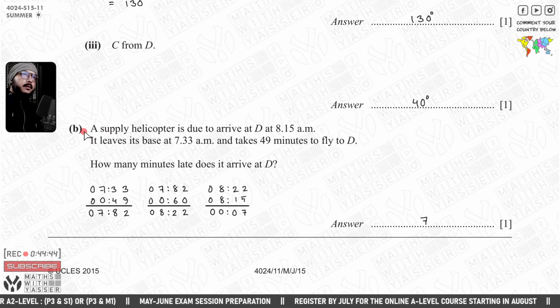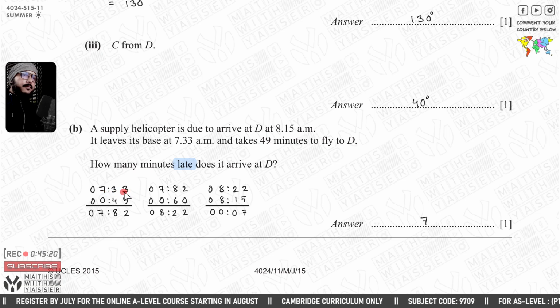In part B, it says a supply helicopter is due to arrive at D at 8:15 a.m. It leaves its base at 7:33 and takes 49 minutes to fly to D. How many minutes late does it arrive at D? Let's first find the time when it reaches D, then we can figure out how late it was.